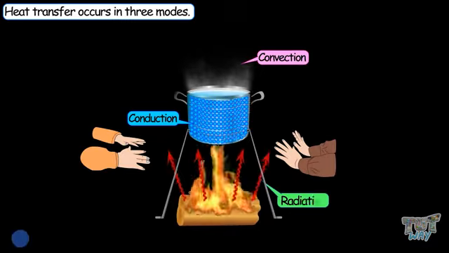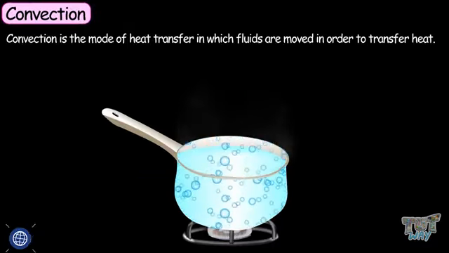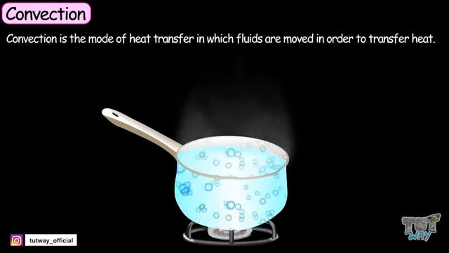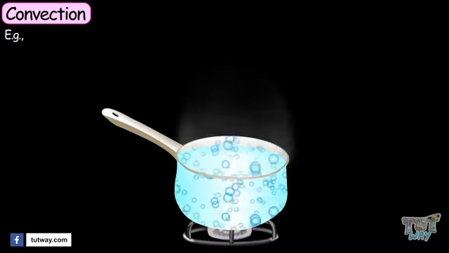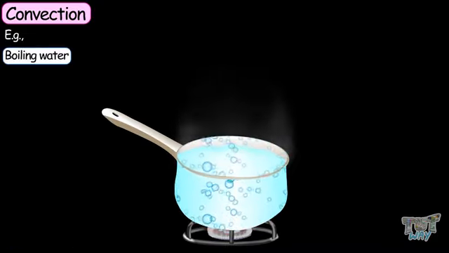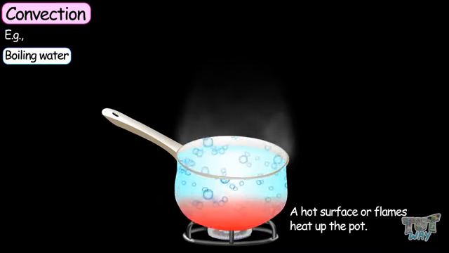Now let's learn what is convection. Convection is the mode of heat transfer in which fluids are moved in order to transfer heat. Now let's understand with the help of an example. Boiling water is an example of heat transfer through convection. First of all, a hot surface or flames heat up the pot.